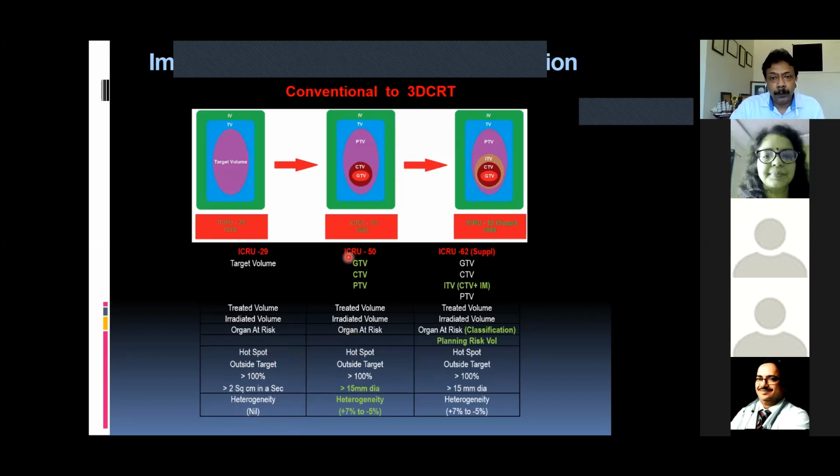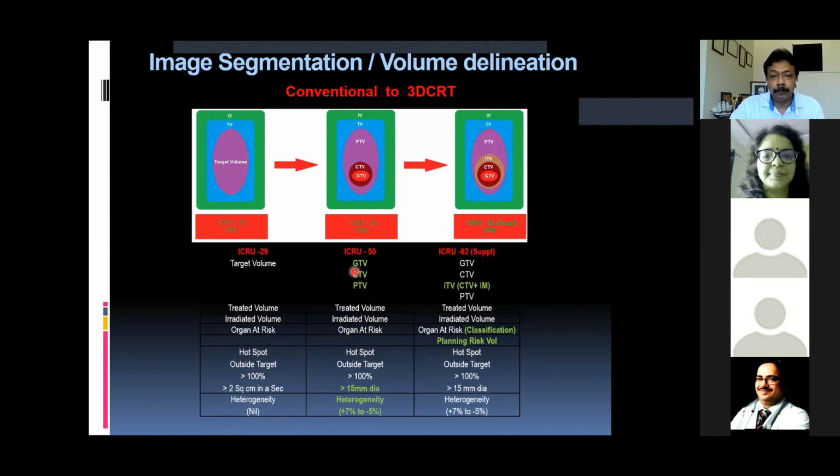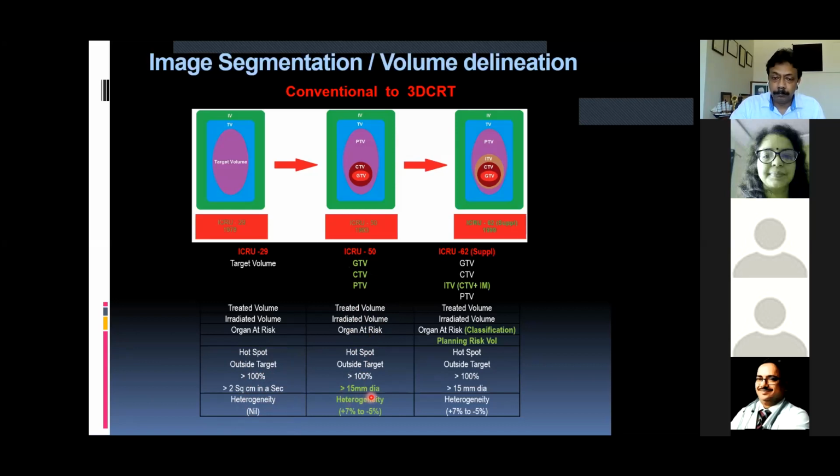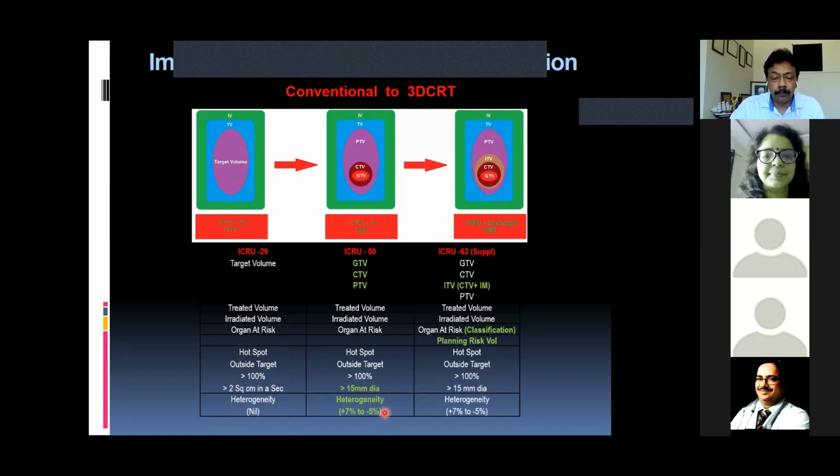In ICRU 50, that is 1993, the target volume was subdivided into GTV, CTV, and PTV, and the rest are the same. Only the hotspot definition is a 15 millimeter diameter sphere, and they have also mentioned the heterogeneity, that is +7% to -5%.